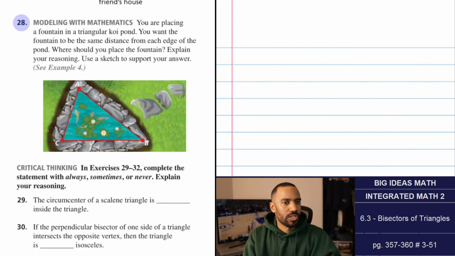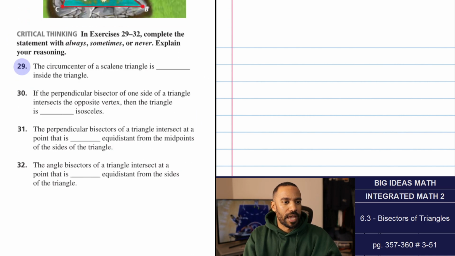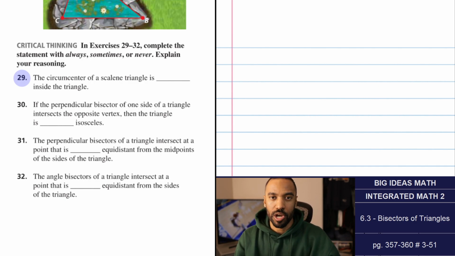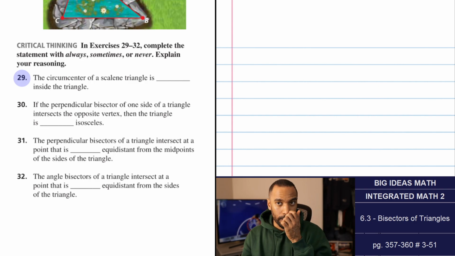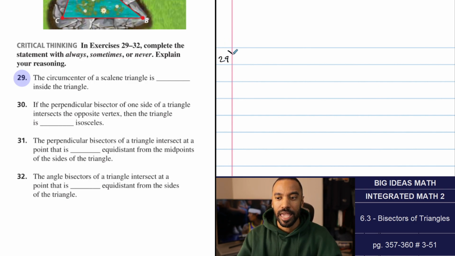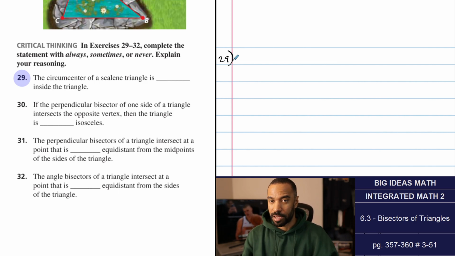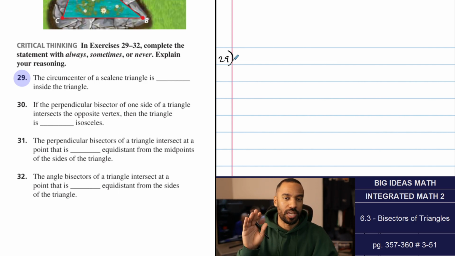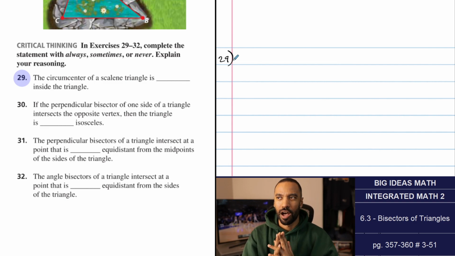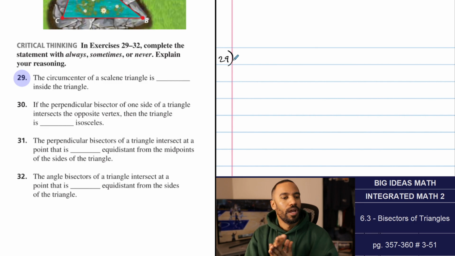Okay, number 29, critical thing, 29 to 32. Complete, always, sometimes, or never, explain your reasoning. Now, what I've mentioned for always, sometimes, never things is always means always true, never means never true, or always false, and sometimes means sometimes true, sometimes false. Don't just assume that it's a sometimes. In fact, never guess if it's a sometimes. If it's a sometimes, that means you know an example when it is true and an example when it's not. So it's not one of those like, oh, if you don't know, guess C kinds of things. No. All right, let's see what they say.